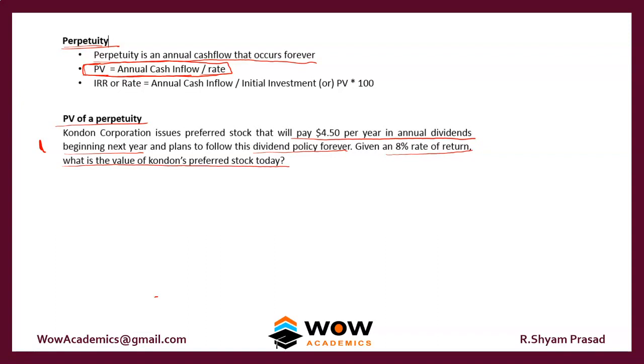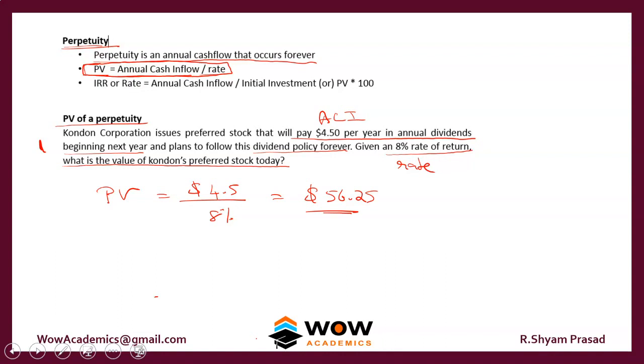So we'll work it out like this. What does this 4.5 refer to? That refers to the annual cash inflow, right? What does this 8% refer to? 8% refers to the rate. And what do we have to find? We have to find out the present value. So the present value will be $4.5 divided by 8%. So your answer will be 56.25. Okay, that is the present value of a perpetuity.